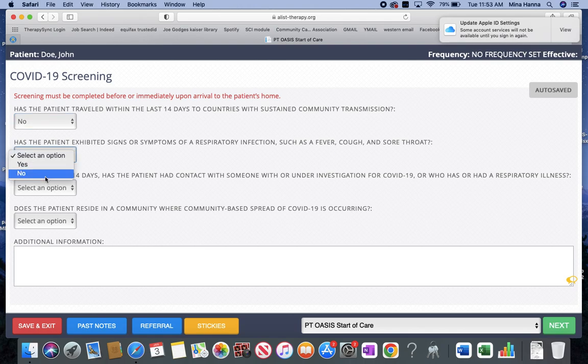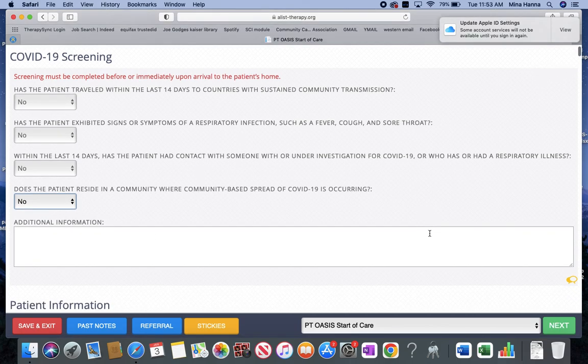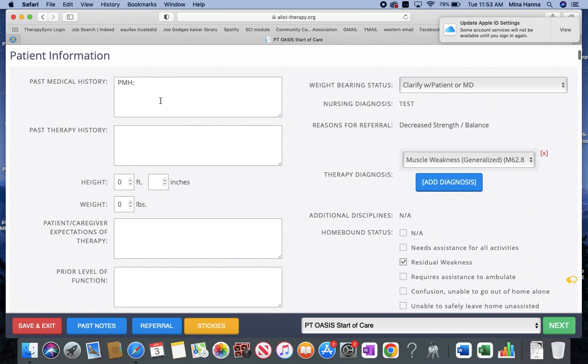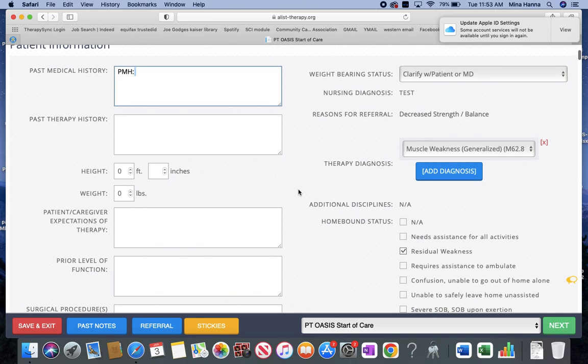So to start off, you're going to notice you're going to get these COVID-19 questions, which in all reality, all these questions should be no for you to proceed with the patient. And then you go next, you're going to see the patient information. Past medical history, obviously that you can always get from the H&P that's usually attached in the chart.